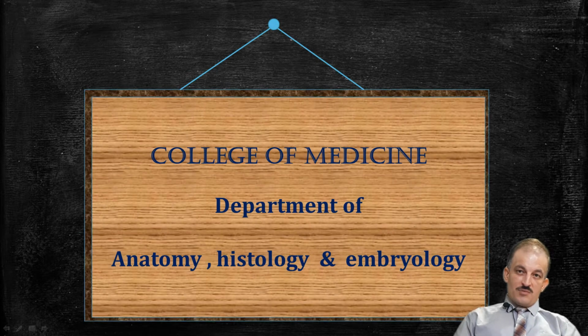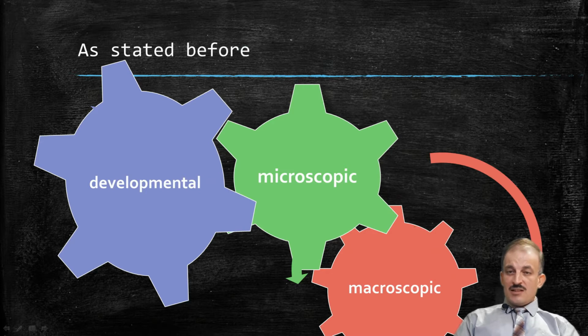I would like to start with this signboard. All of you must have seen a signboard like this in your college. The following words are written on it: anatomy, histology, and embryology. Anatomy is macroscopic anatomy, histology is microscopic anatomy, and embryology is developmental anatomy. So don't forget about these three sections in your department: macroscopic or gross anatomy, microscopic, and developmental.